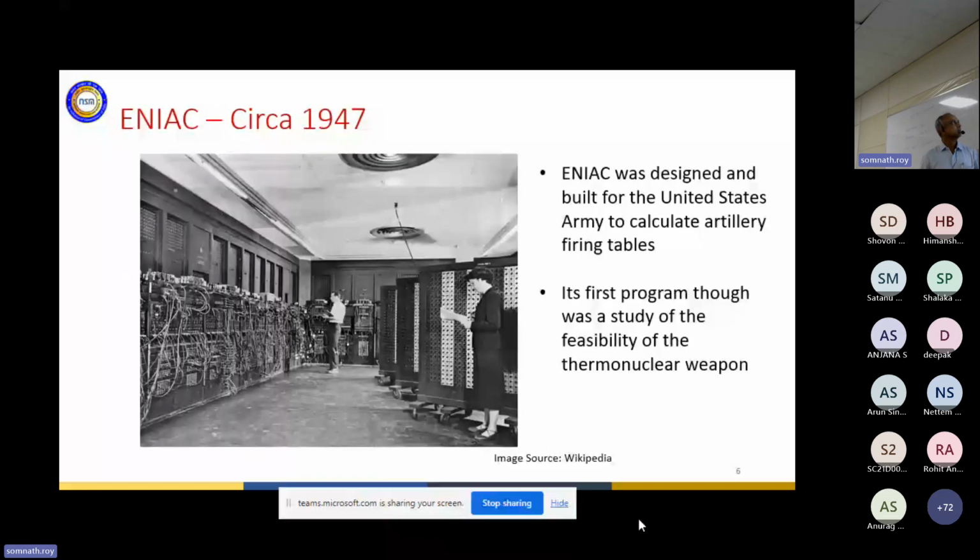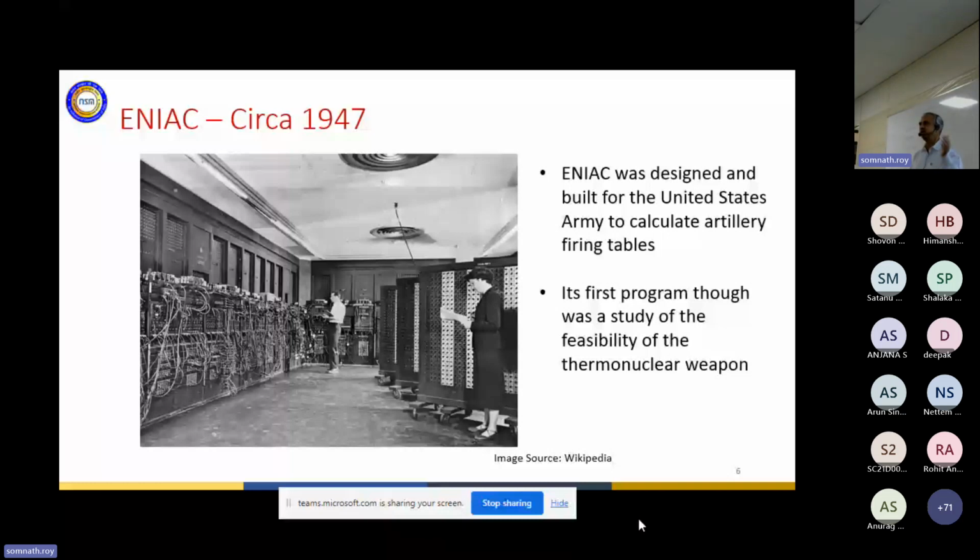Okay. So this one is the first computer that was made, called ENIAC, and it was made exactly 75 years ago, and that was built for the US Army. And the purpose was, in the field they had these artillery guns, and these artillery guns were supposed to send ammunition to the destination where the opposition army was. Now, how to calculate the angle of that? For that, they created firing tables.